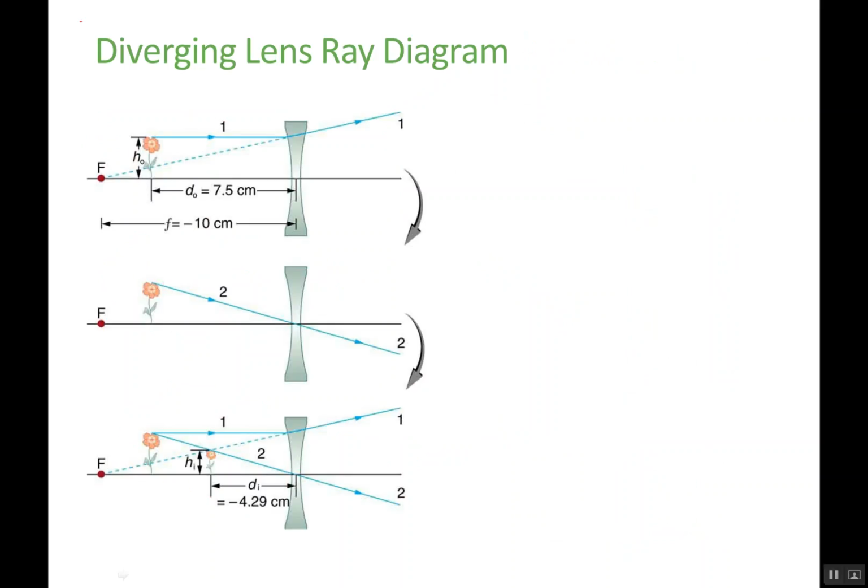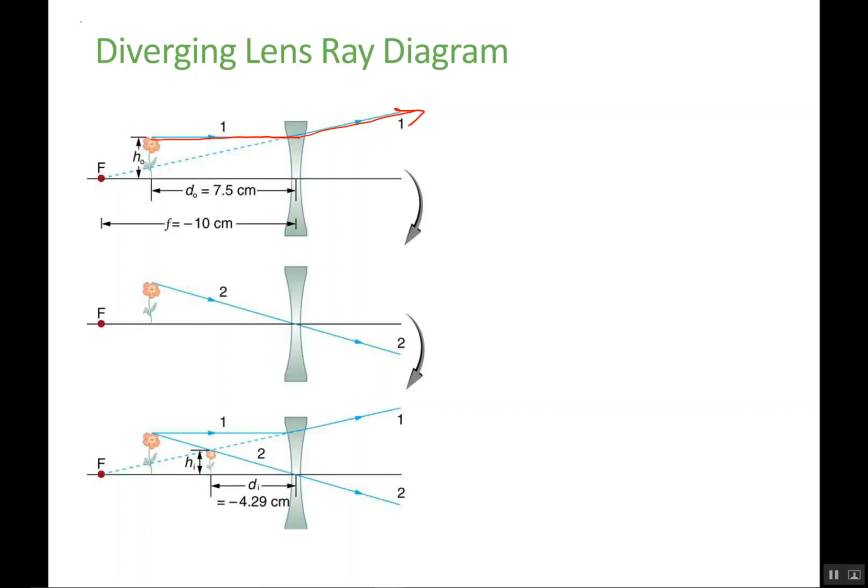Now let's take a look at diverging lenses, or concave lenses. We can draw ray diagrams for diverging lenses, and we can follow rules that are very similar to the rules that we've outlined previously. So rule number 1: a ray that leaves the object and is parallel to the optic axis is going to undergo refraction and then follow a path that takes it through a focal point.